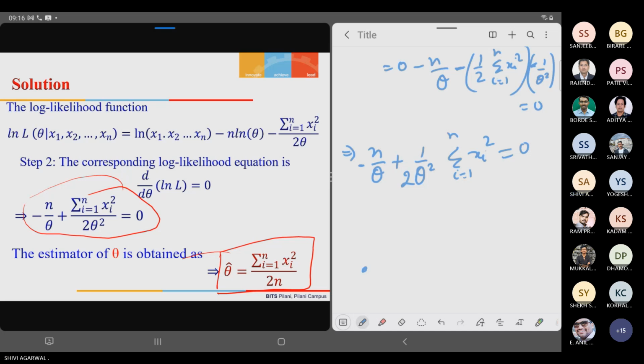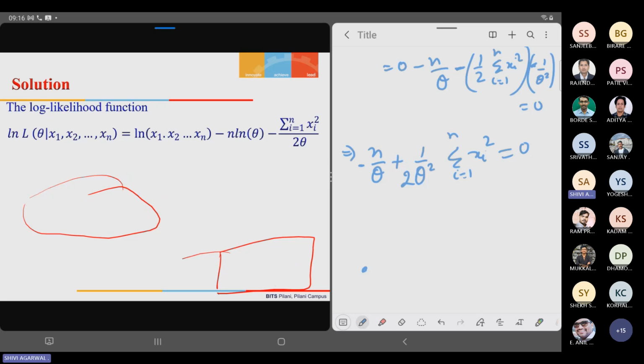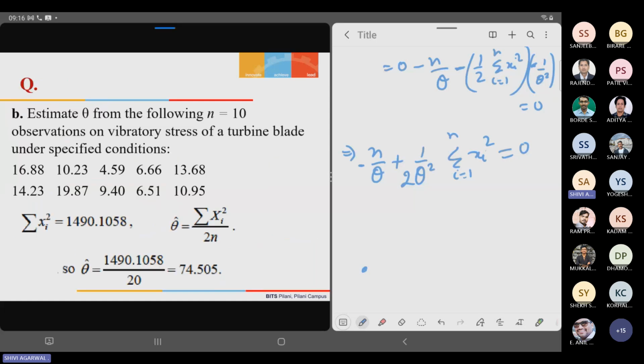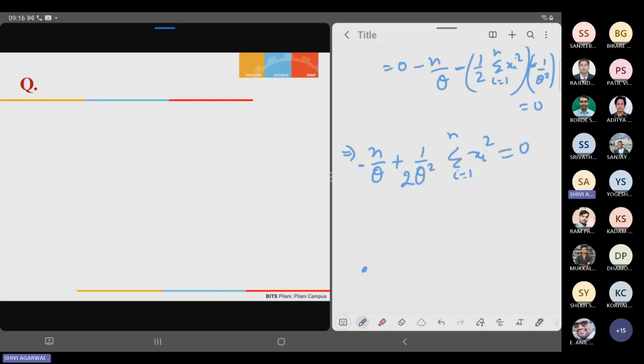Okay? Any query in this one to find out the maximum likelihood estimator? Now, I am just showing you the previous question. In the previous question, what is given here? Find out the unbiased estimator.